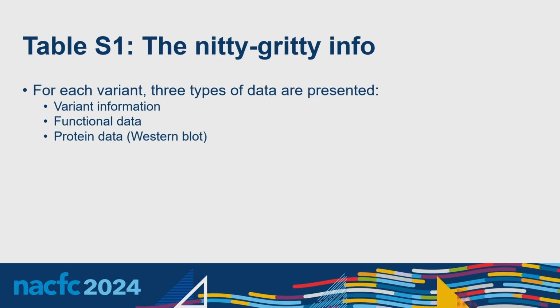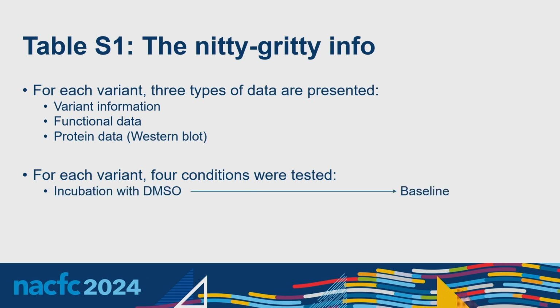So for each variant, 3 types of data are presented in the supplemental data here. We have variant information, functional data, that's what we're going to focus on in the next few slides, and then protein data. You can get the Western blot data as well for the folding and maturation. As a reminder, 4 conditions tested for each variant. Baseline. Now, when you pull the table, you'll see incubation conditions. I'm going to show you what this looks like.